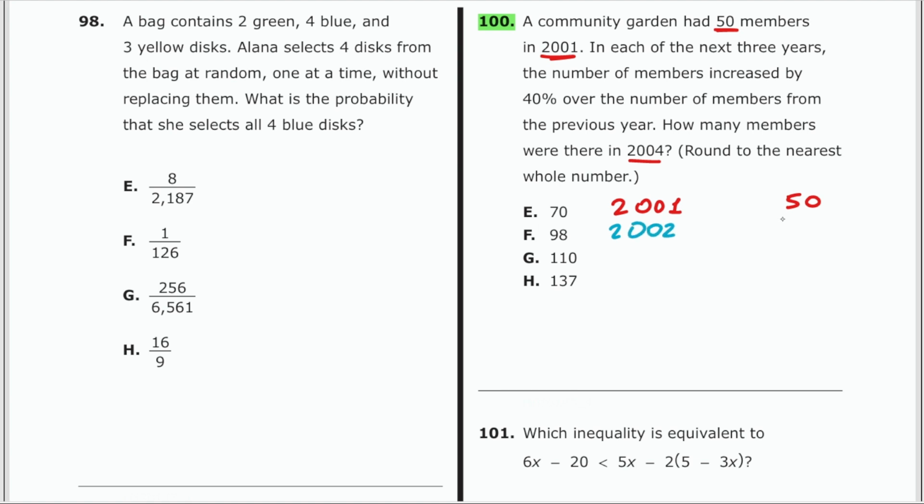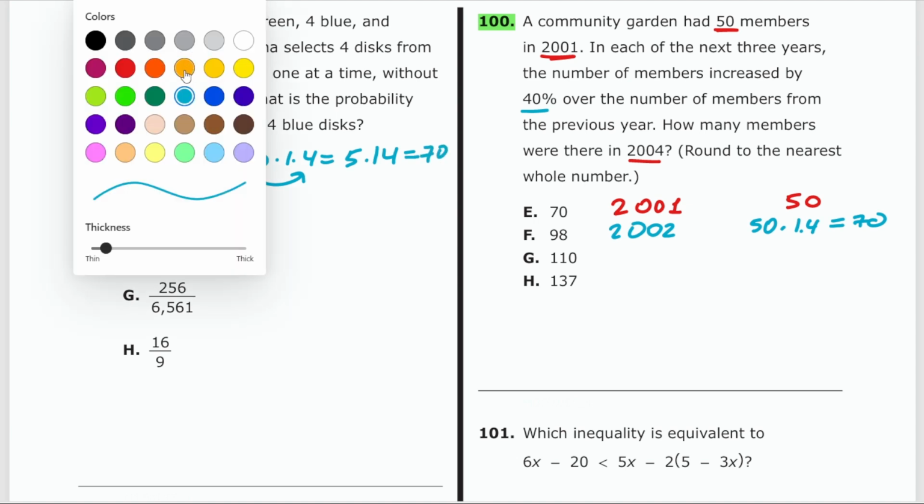Well, it's just 50 multiplied by 1.4, because every single year we're increasing by 40%. Now, how to do this fast? Well, I know it's 70, because mental math. But what you could do is 50 times 1.4 is the same thing as, you can just rotate that 0 here. It's the same thing as 5 times 14, and that is 70. Okay, so boom. So we got 2002 out of the way.